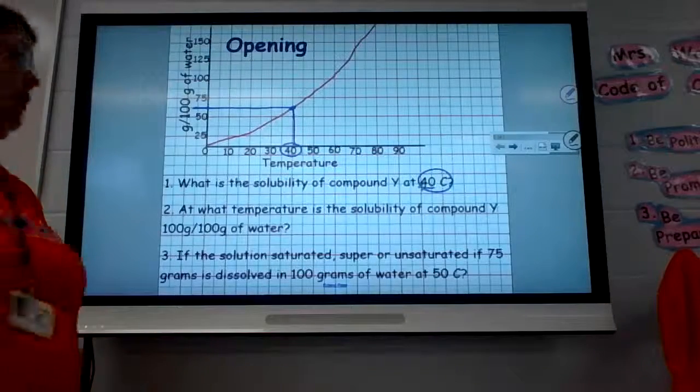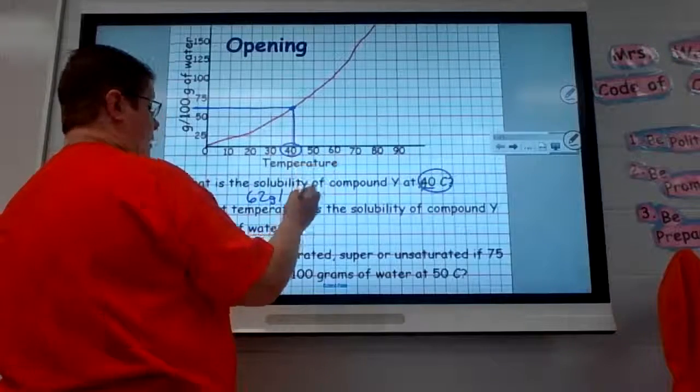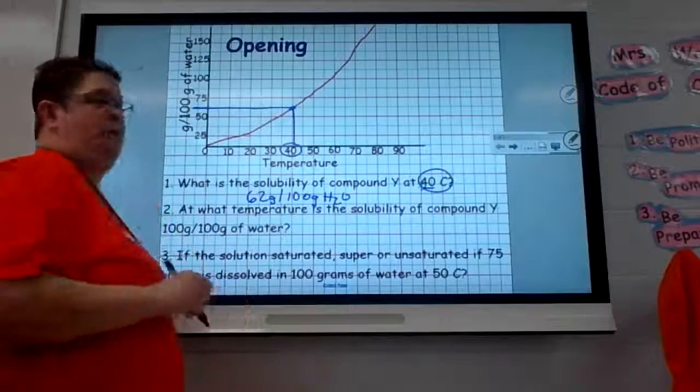60, 62, somewhere in that range. So 62, 60, something in that approximation per 100 grams of water. If you said 60, I would be fine with that. Okay.